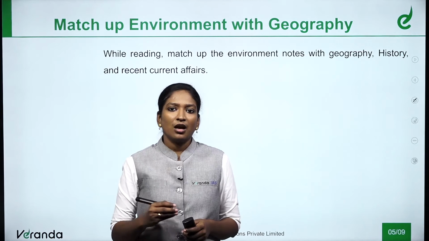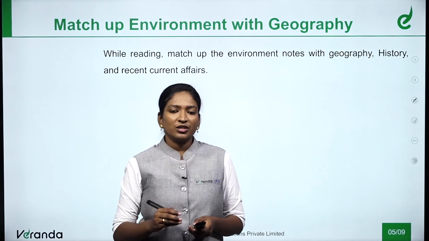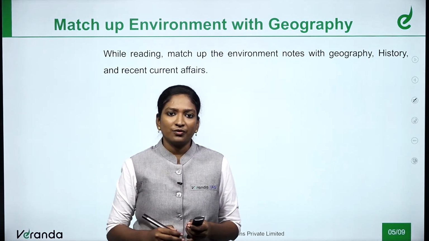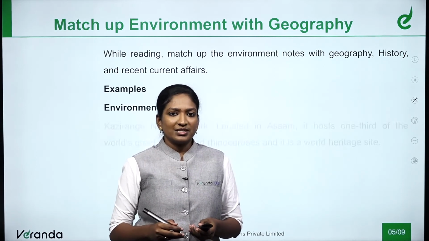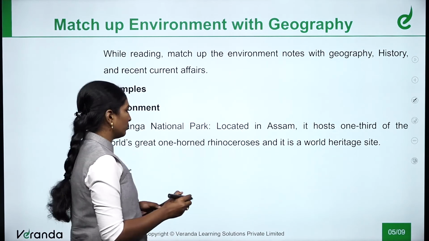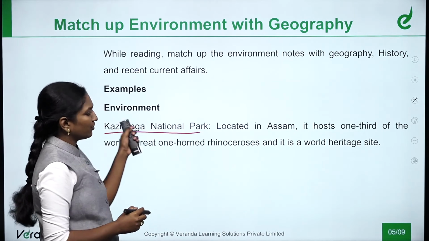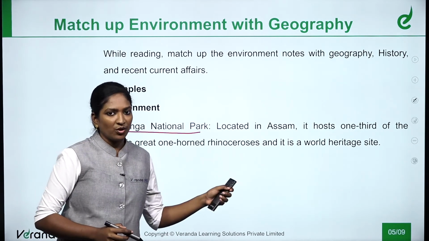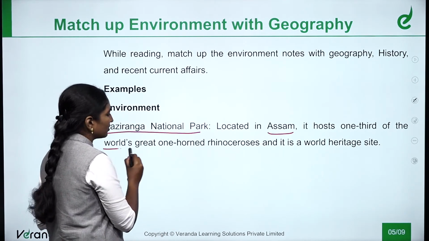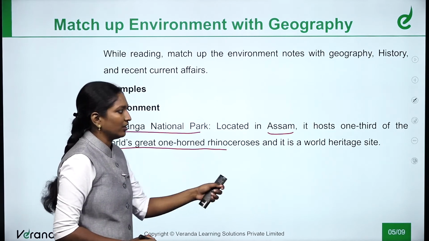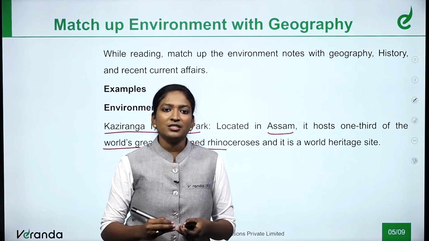Now, let's see how the environment can be matched with geography. While reading, match each and every note with geography, history and also recent current affairs. For example, when you are learning about the environment, say you are reading about Kaziranga National Park, you will learn basic points about the national park, like where it is located, and that it has the world's greatest population of the one-horned rhinoceros. It is a World Heritage Site. This is a point you need to remember in the basics of environment.